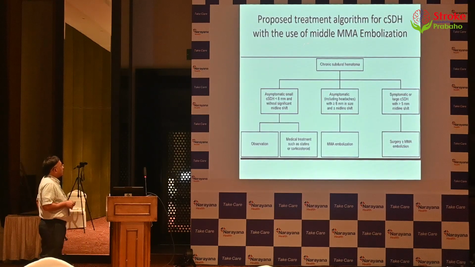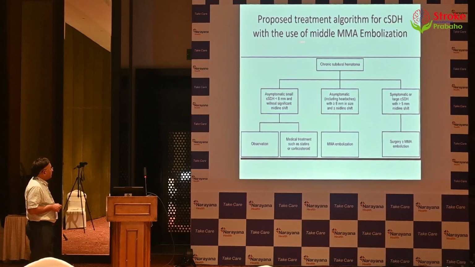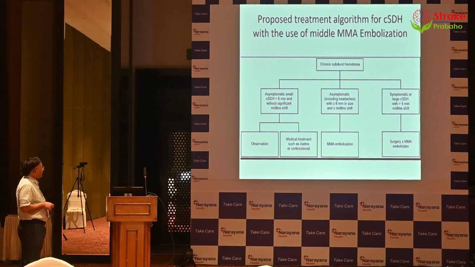This is the proposed treatment algorithm for chronic SDH embolization. Chronic SDH, if asymptomatic and less than 8 mm, without midline shift, just observe or give medical treatment. If symptomatic, including headache, and more than 8 mm, plus or minus midline shift, then you can place middle meningeal artery embolization. But if the patient is symptomatic or there is a large SDH with midline shift of more than 5 mm, then it is better to go for surgery. Some surgeons prefer pre-surgical middle meningeal artery embolization followed by surgery.